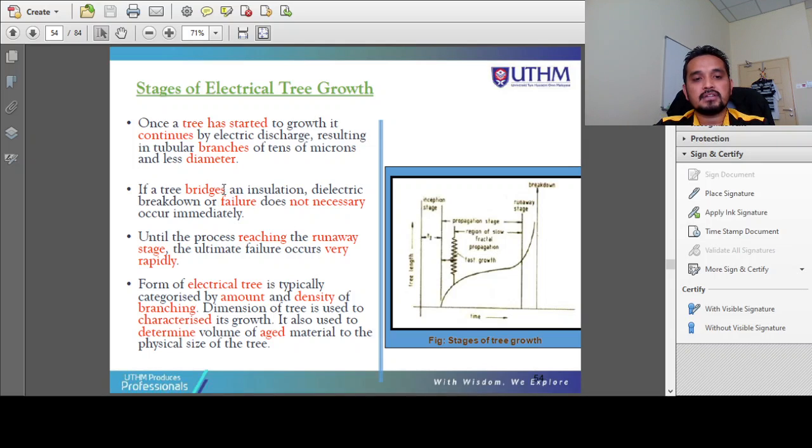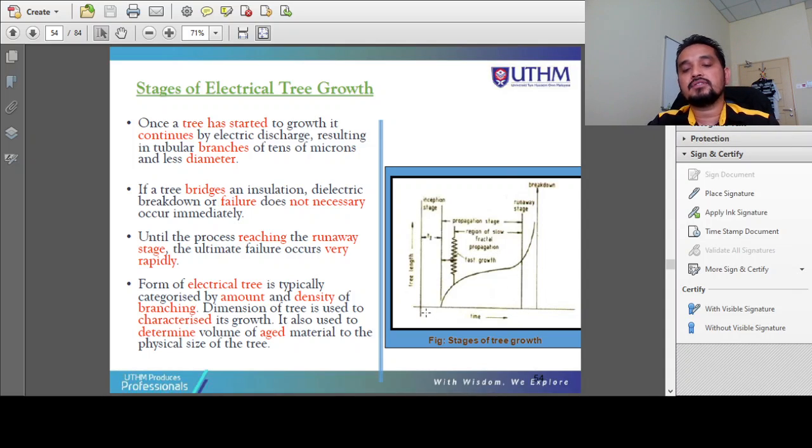If the tree starts to breach the insulator, the electric breakdown will fail. In this case, it does not necessarily occur immediately. It will take time, obviously, until it comes to the runaway stage, in which it will become very rapid. This is the threshold value before a total failure.